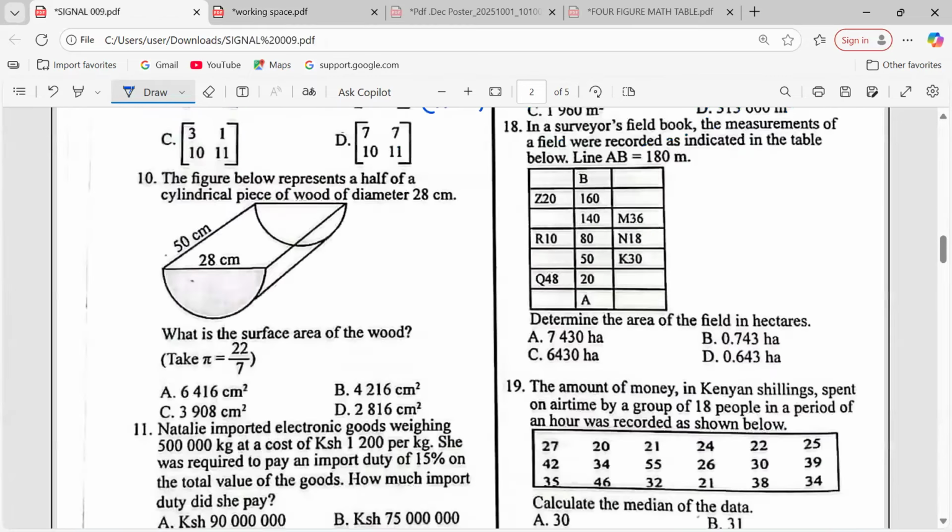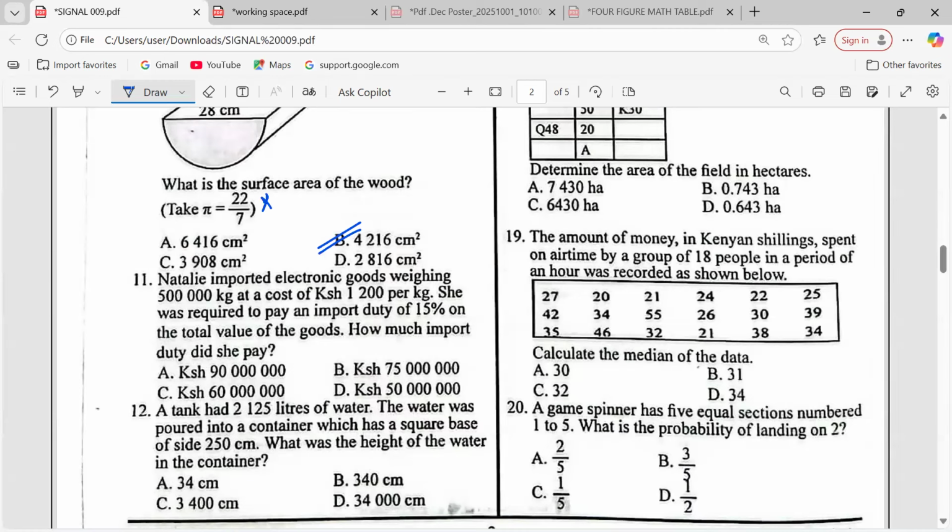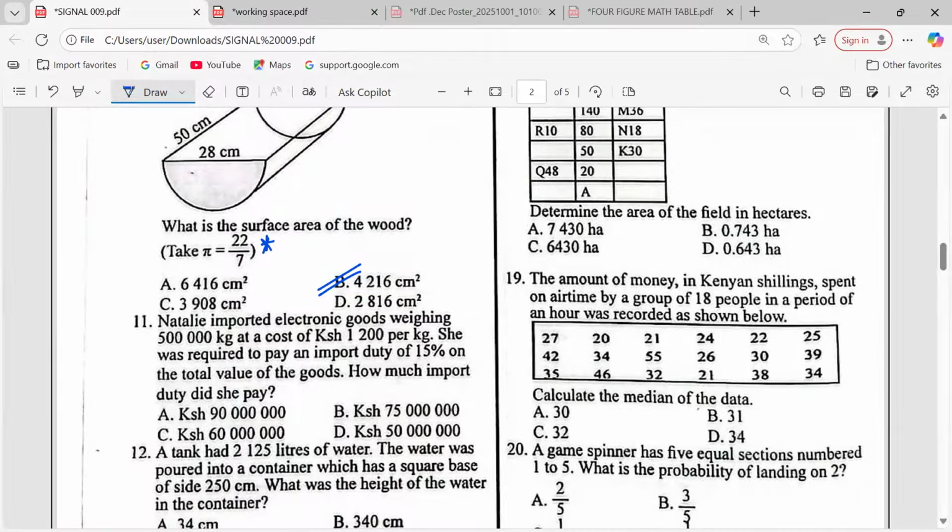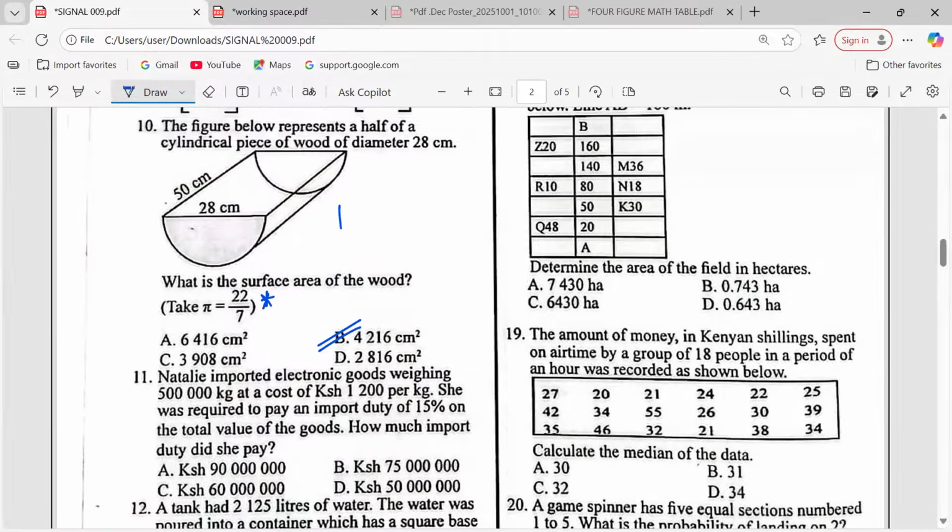Now, I've just followed this because of what they are saying here: take pi as 22/7. I want you to know that according to KNEC and according to KJSEA, please note that pi shall be used as 3.142 or the calculator value.